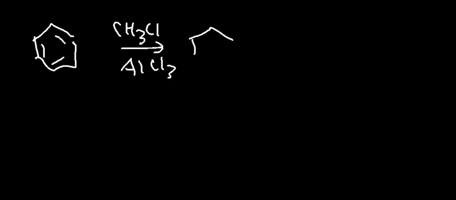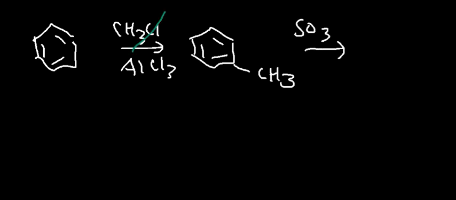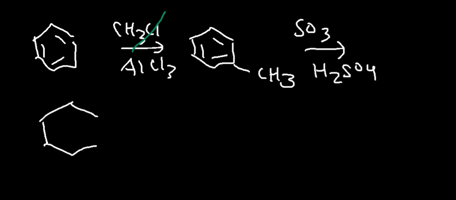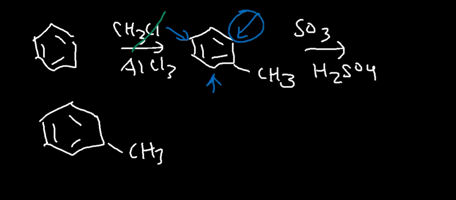Now let's say if we add the methyl chloride group first. So we're going to get CH3, well, just CH3. The chlorine is going to leave. And then we can add sulfur trioxide with sulfuric acid. Now the CH3 group is an ortho-para director, so it can direct the SO3 group here or here. These two are the same.